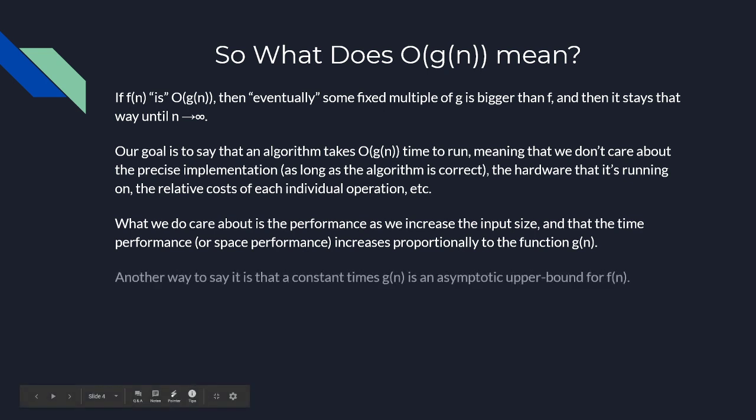Okay. Oh yes, and then I included this sentence. Another way to say it is that a constant times g of n is an asymptotic upper bound for f of n. So that's the worst way to say it.